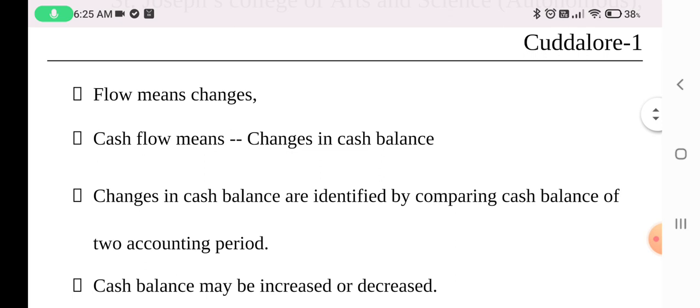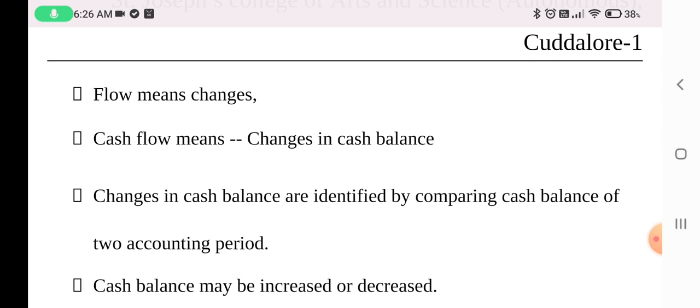See this. What is the cash flow statement? That is the word flow. The flow means changes. Cash flow means the changes in the cash balance. From the beginning of the year, there is a certain amount. That amount has been added or reduced, and at the end of the year, it will give the different balance. So, in between these two balances, opening and closing balance, many changes have taken place.